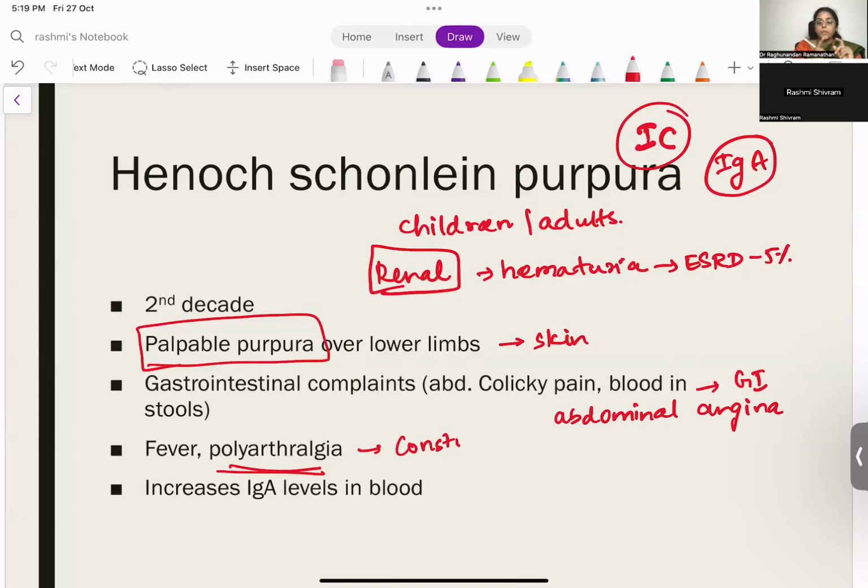Intussusception can be there. When the renal system is involved, you will have hematuria, which can actually progress to ESRD in around 5% of patients. And the patient can also have constitutional symptoms and joint involvement. Okay. So what do you see in this patient? I told you IgA will be elevated, right? Increased IgA levels in the blood.